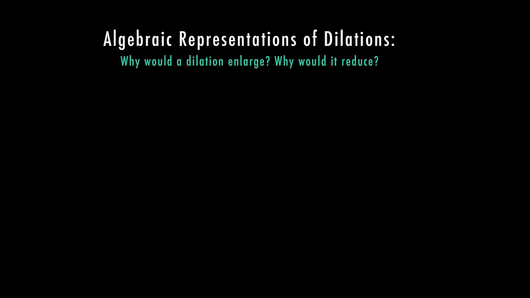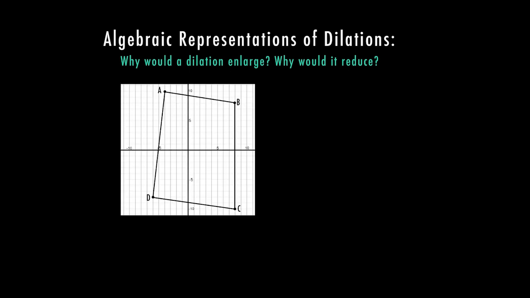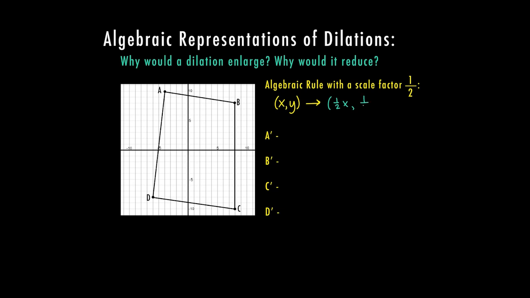So why would a dilation enlarge and why would a dilation reduce? Let's look here at another image. We have ABCD, a quadrilateral. My algebraic rule for this one is a scale factor of 1/2. So that means that I'm going to start with my original x, y. My rule says that I'm going to multiply 1/2 times x and 1/2 times y.